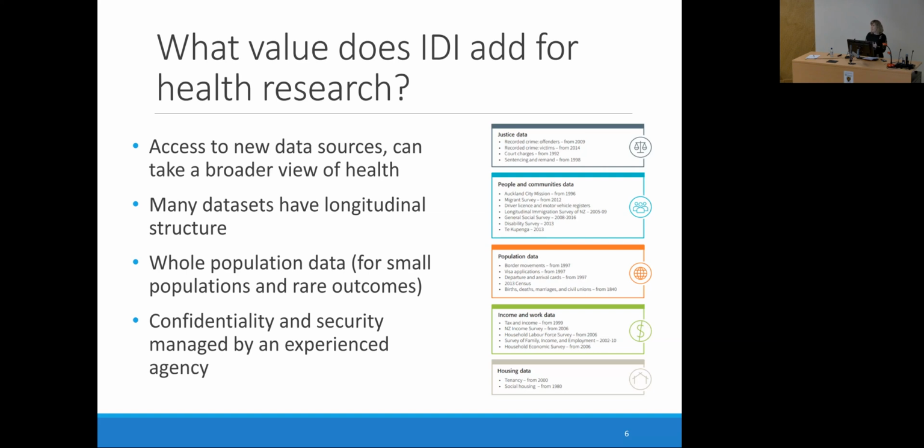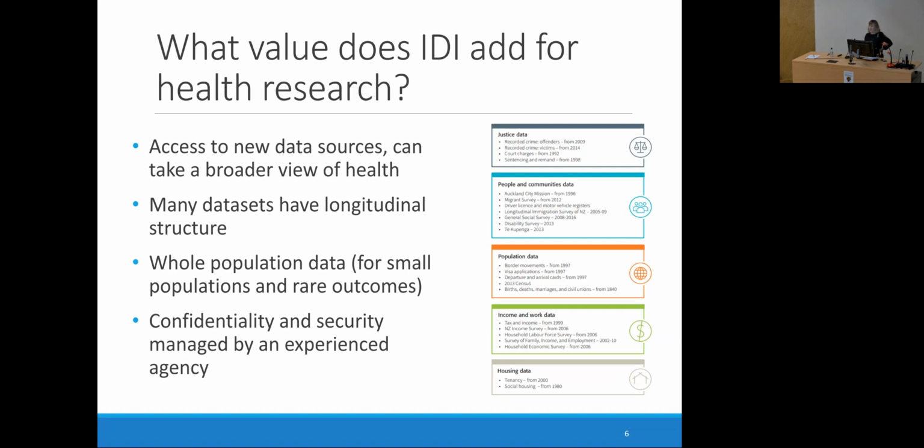So in addition to just looking at what happens in the health sector, we can look at things like housing and education and benefits and income and all those social determinants and social issues around health that we might be interested in but are hard to get from health information alone. Another thing that's really useful about it is that many of the data sets, just by their nature, have a longitudinal structure. So they follow people over time, and you've got prescriptions over time or hospital admissions over time. And that allows for a lot of complex analysis, and causal type analyses.